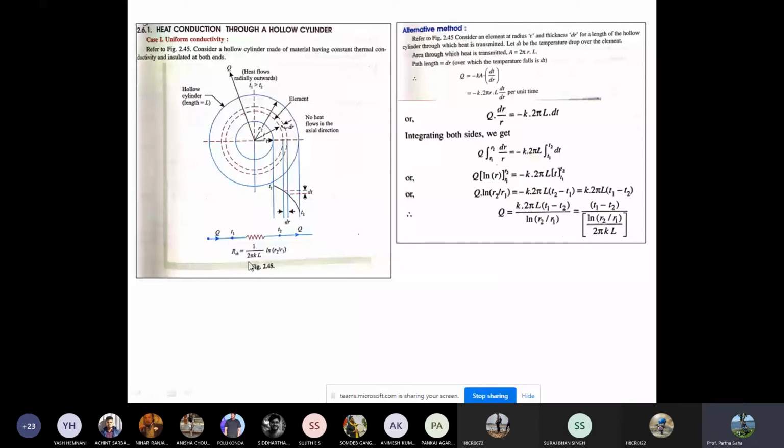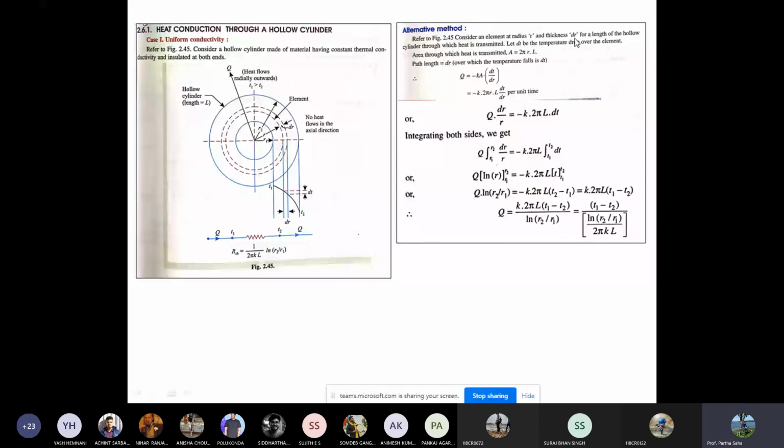Thermal resistance. So how do you approach? The approach is very similar. We can substitute into Fourier's law, Q equal to minus KA dT by dr. dT is the temperature difference, and dr is the small incremental distance over which the temperature loss happens. You can see this in figure 2.5. You are considering an element of radius r and thickness dr, along the length of the hollow cylinder through which heat is transmitted.